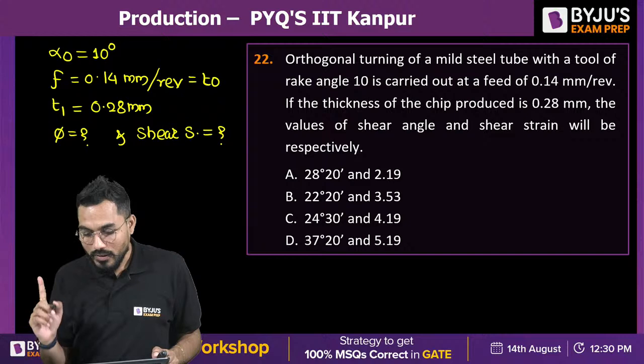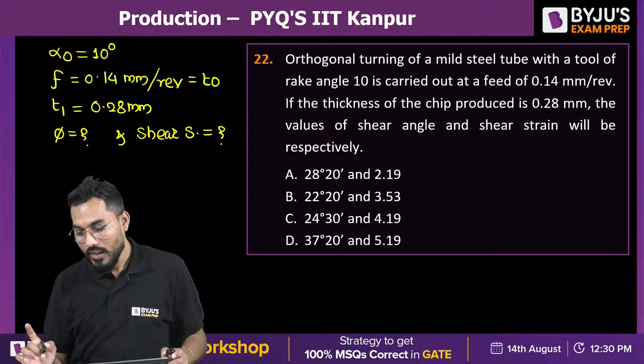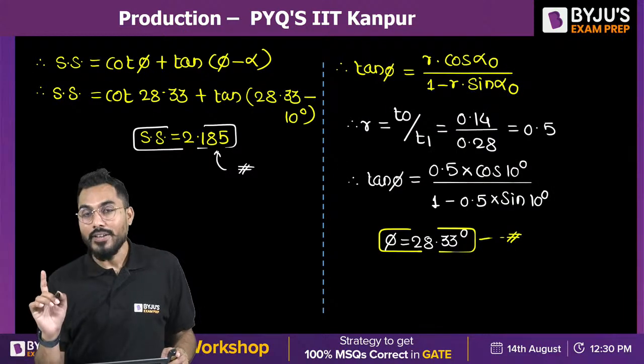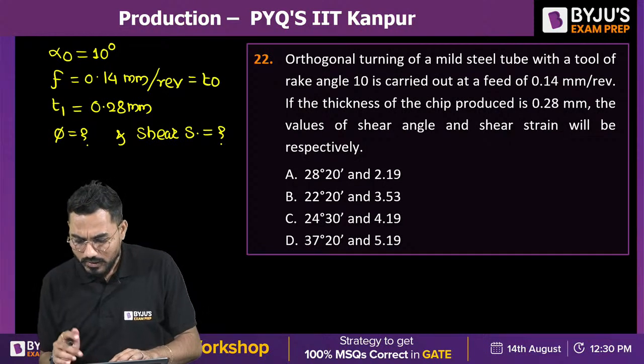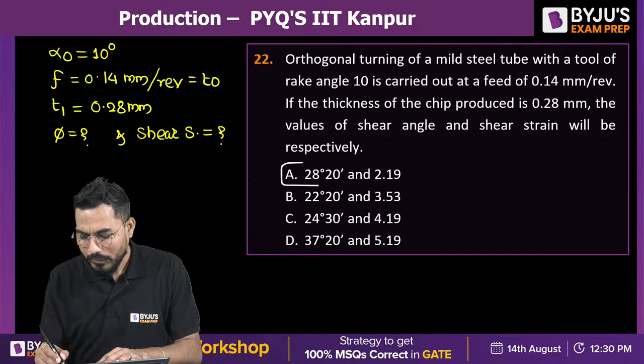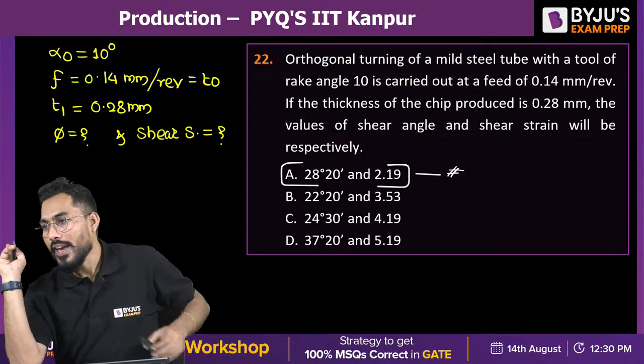So 28.33 degrees and 2.185, roughly 2.19. So option A will be the answer for me. Is it okay, everybody? Option A is my answer.